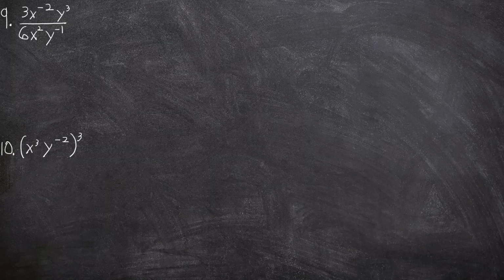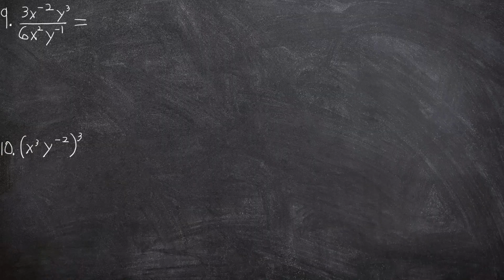We have arrived at our last two problems. Starting with number 9, we realize we have negative exponents. So what can we do here? Well, whichever exponent is negative, we would move it to the opposite, meaning we would move x to the negative 2 down to the denominator and y to the negative 1 up to the numerator.